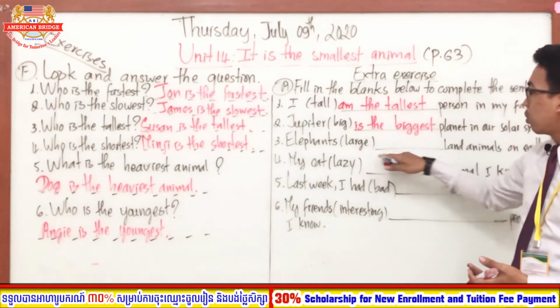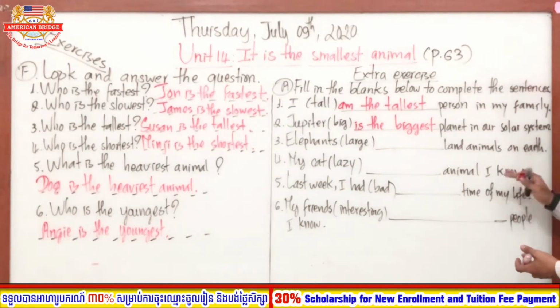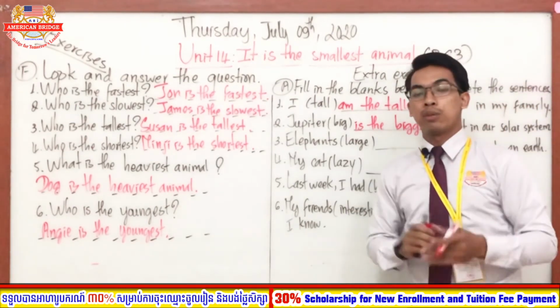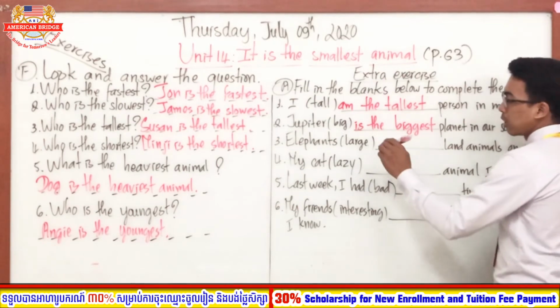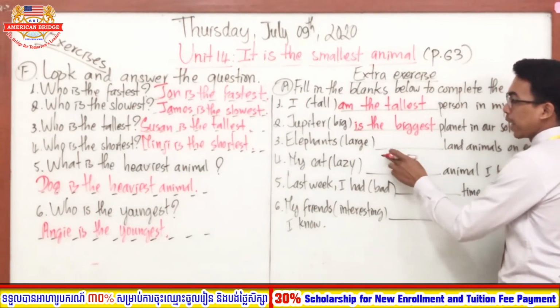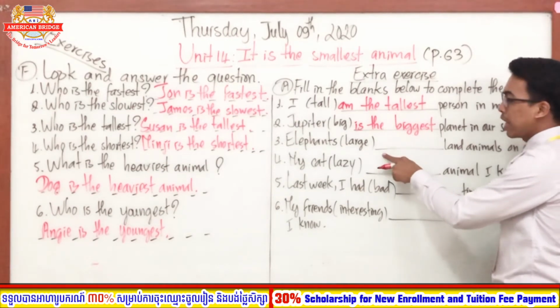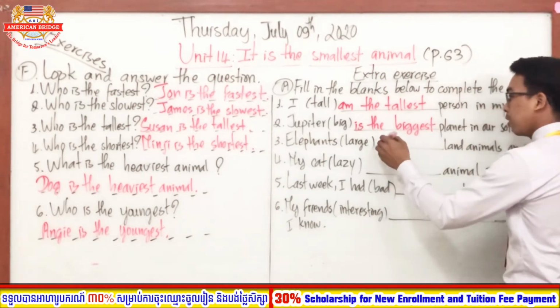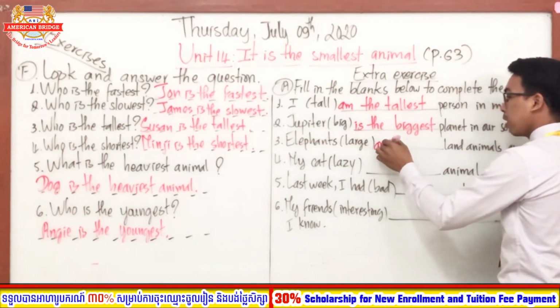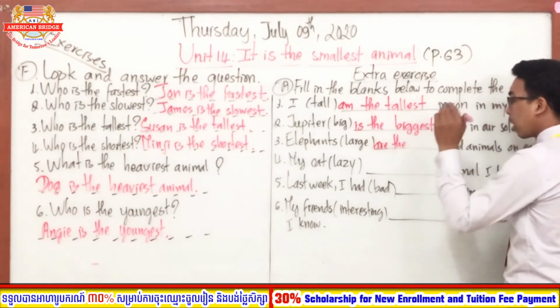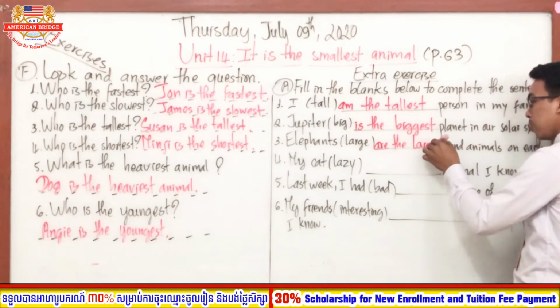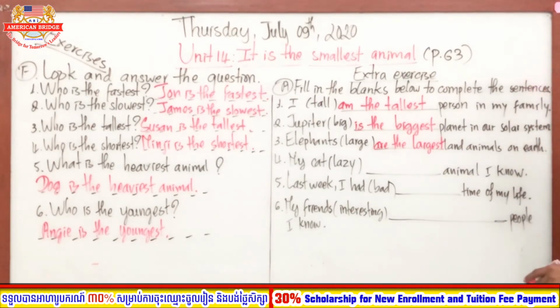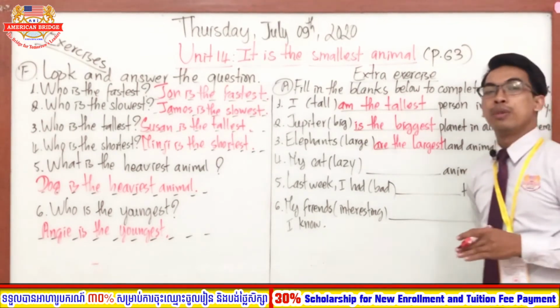Elephants, large, land animals on Earth. So we have to change it to the superlative sentence. So the answer is: elephants, is or are, anyone? Are, because elephants is not only one animal. So elephants are the largest. Very good. Elephants are the largest land animals on Earth. Good. So now let's move on to number 4.